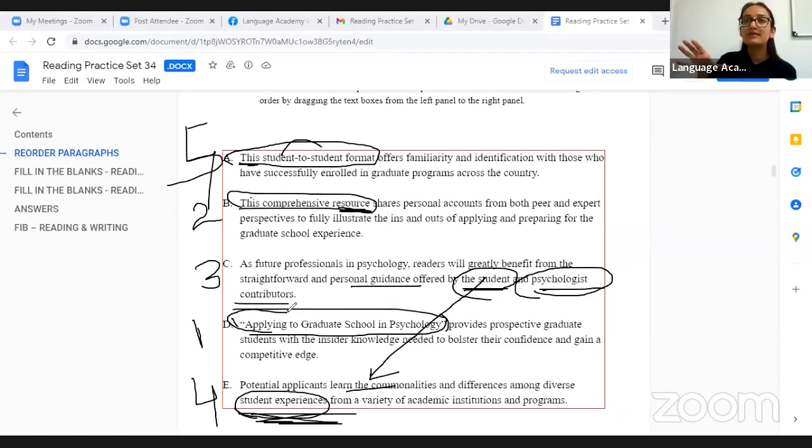So personal guidance can be from anywhere. Personal guidance can be from a student. Personal guidance can be from a tutor, can be from the head of the department, can be from a psychologist, can be from a doctor. So you don't have to assume which personal guidance it is. If they are saying it's from student and psychologist, let it be that it's from both the places. Okay.